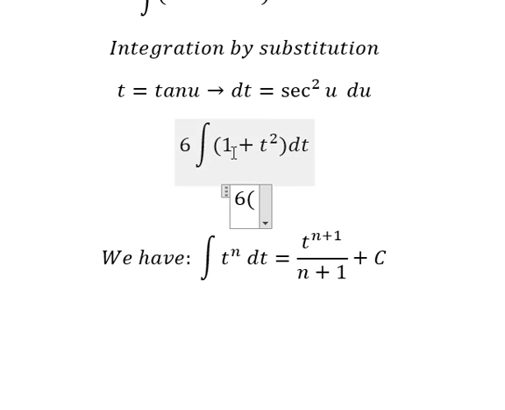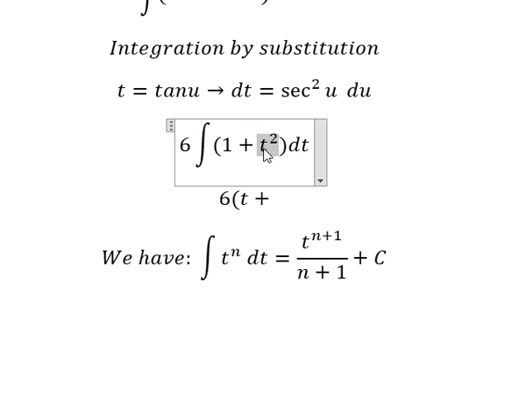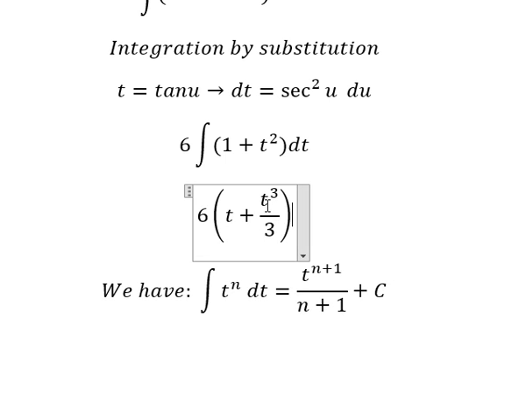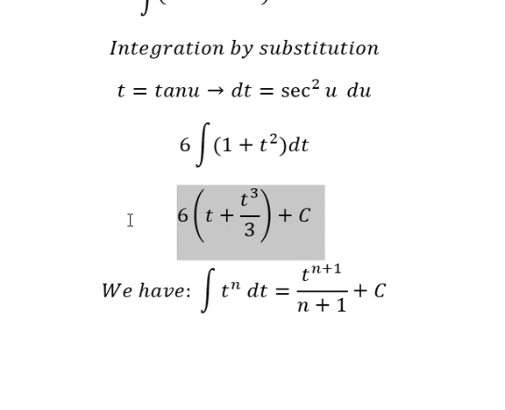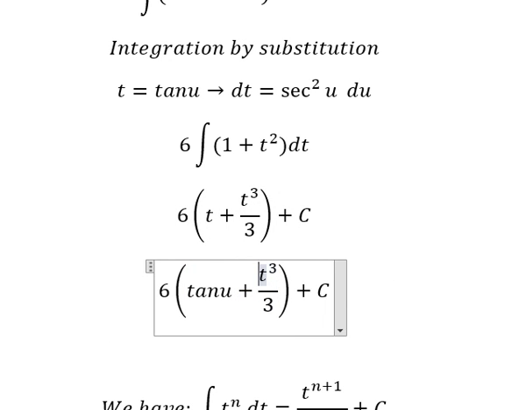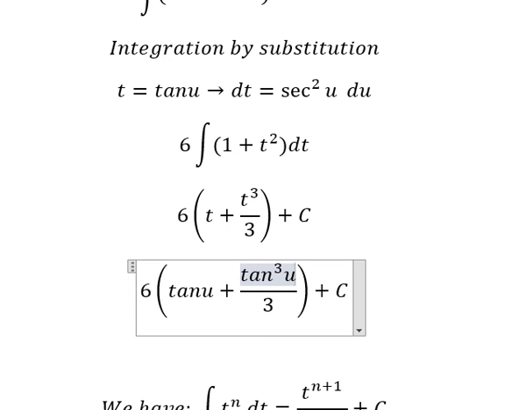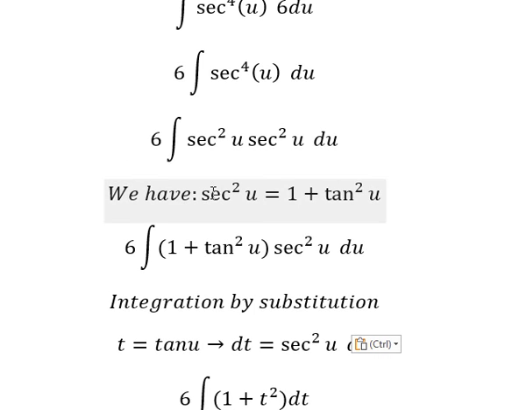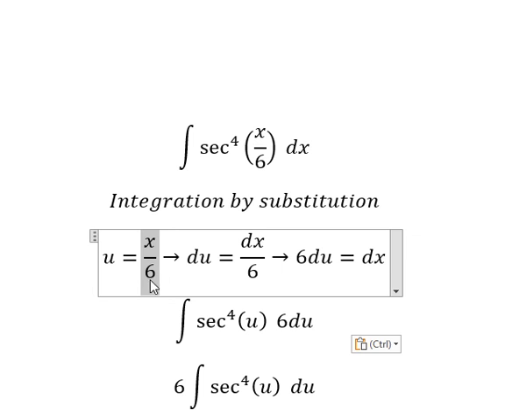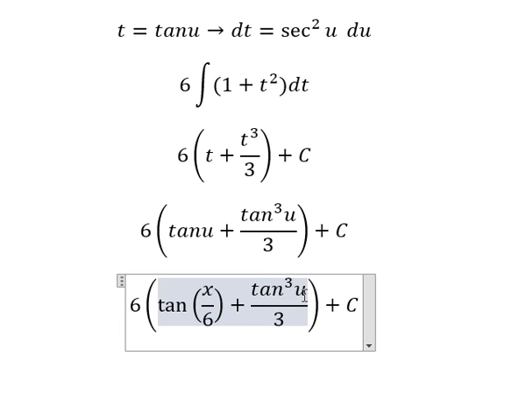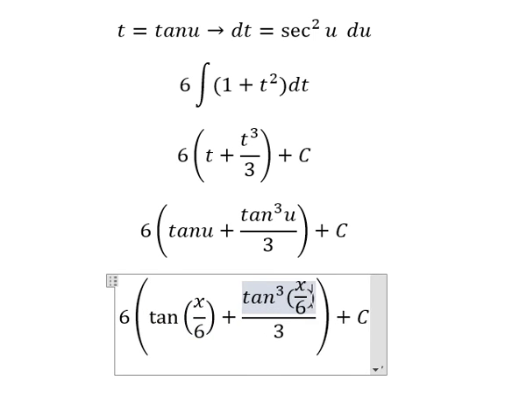The integration of number 1, we have t. The integration of t squared, we have t to the power of 3 over 3, and I will put plus c. For t, that is tan u. For u, that is s over 6. And this is the final answer.